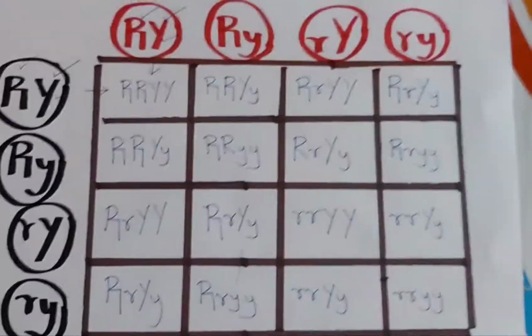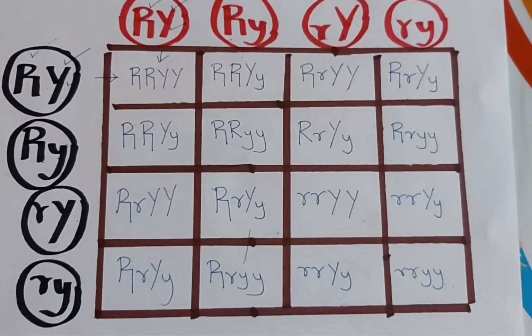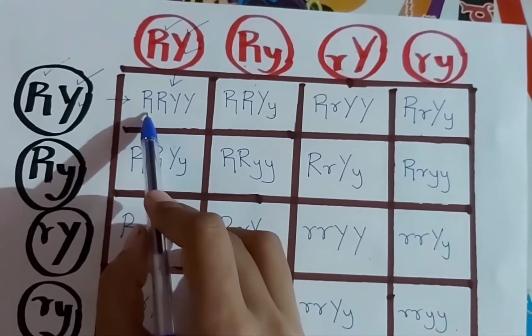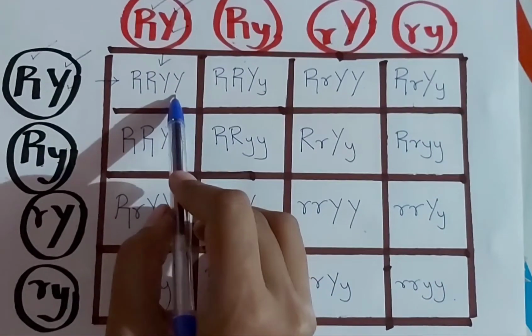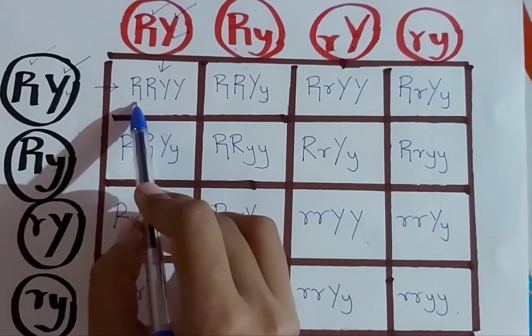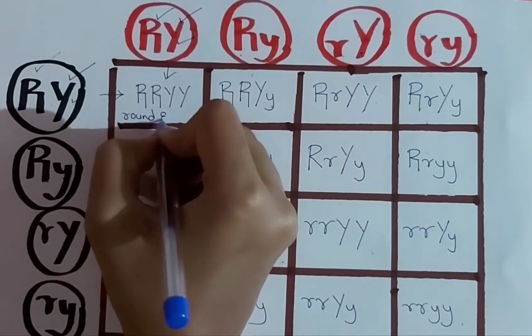So now this is the genotype that we got to know. So what is the phenotype? So phenotype, what it will be? These both are dominant. Okay, this is also dominant. So round and yellow. So what it will be? Round and yellow.